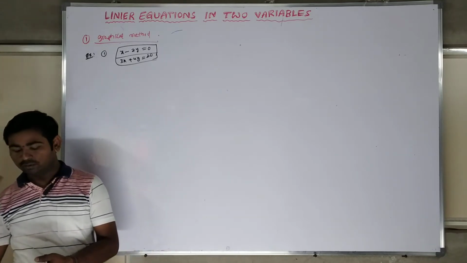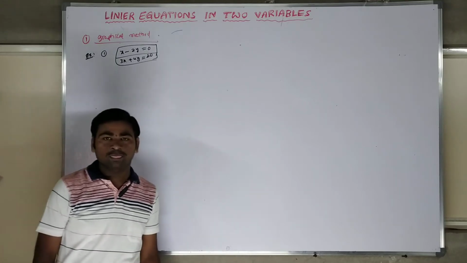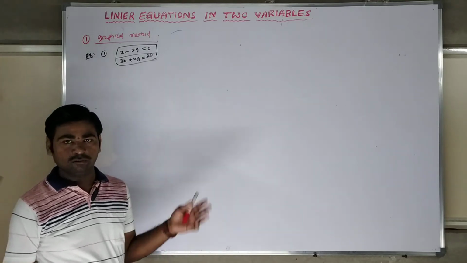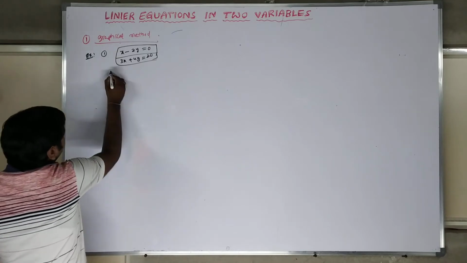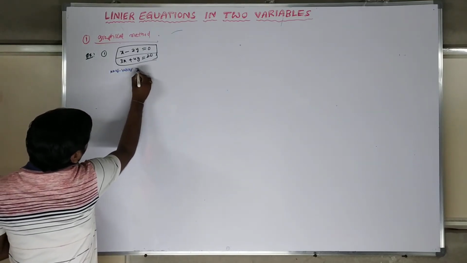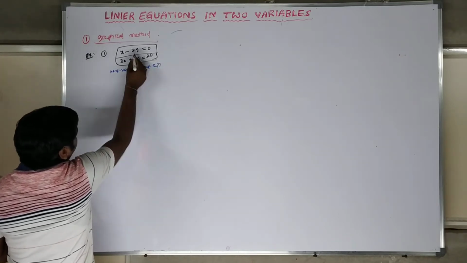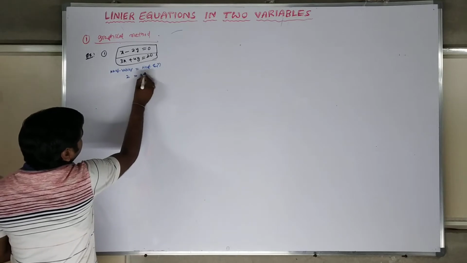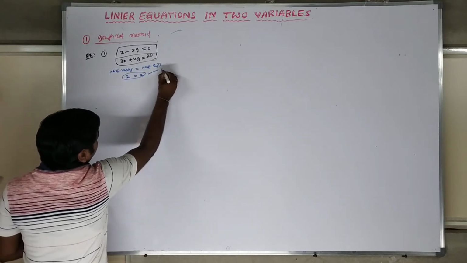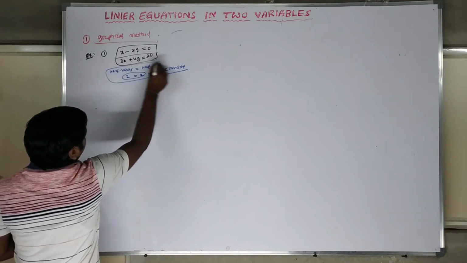When you are solving by the graphical method, whatever the method, the condition is very important. What is the condition? The number of equations is equal to the number of variables. Number of variables: x and y. Number of equations: 2. So we can solve. This is our step 1.